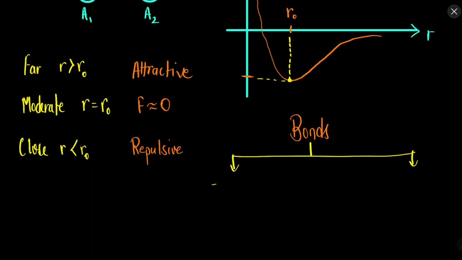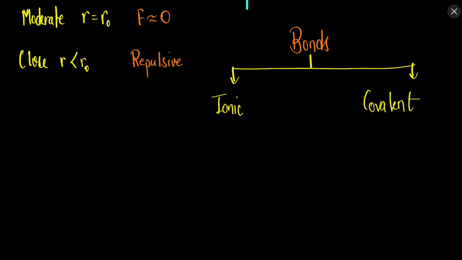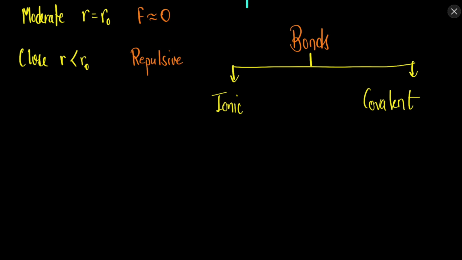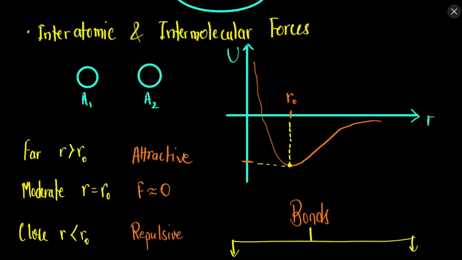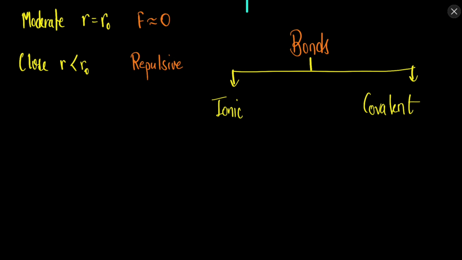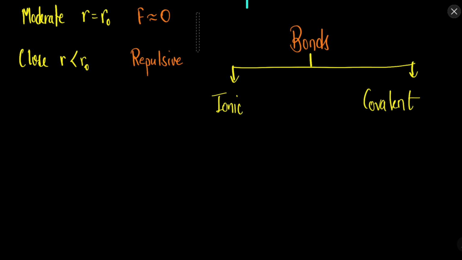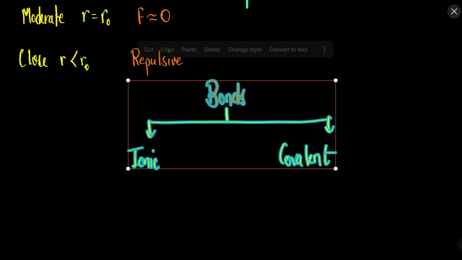There are many types of bonds, but mainly there are two types: ionic and covalent bonds. There are some other types of bonds as well, like van der Waals bond, polar covalent bond, hydrogen bond, but they are not that important for now. So the bonds are mainly of two types, ionic bonds and covalent bonds, and these bonds hold the atoms together, and they make the molecules. They combine the atoms and make the molecules. So let's discuss ionic and covalent bonds in short.